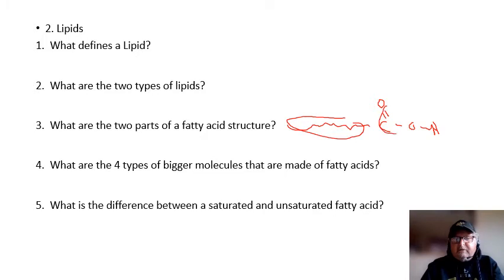There are four types of molecules that come out of the fatty acids. The first one we'll talk about is waxes, the second is soaps, and then we'll talk about triglycerides and then phospholipids. I'll review each one a little bit as I go along here.